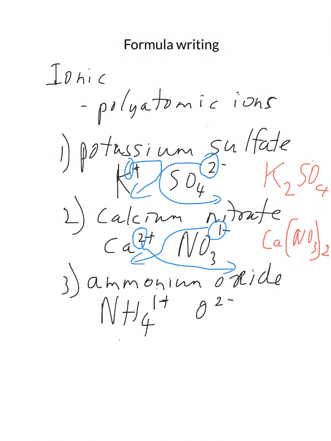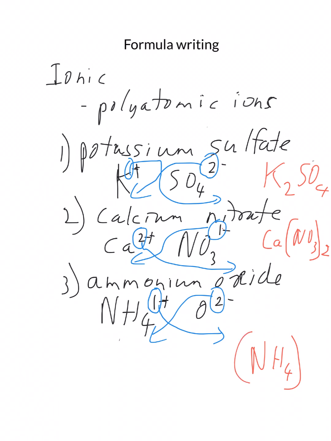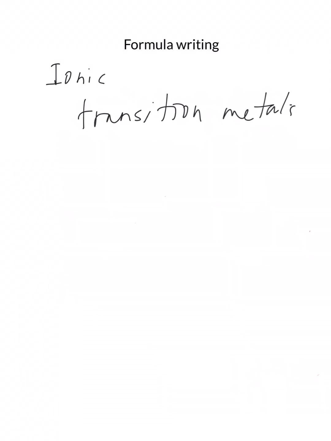Same deal for the next one, NH4 and O2. Take that 1, swap it over, take that 2, swap it over. That gives you a formula of NH4. You need 2 lots of it, so you put a bracket and then a 2, and then next to it your O. The next layer of complication comes about when we have transition metals.